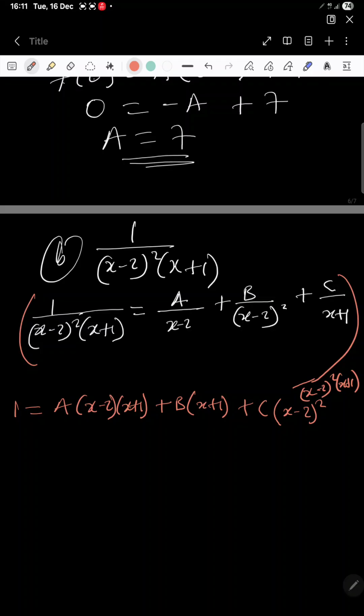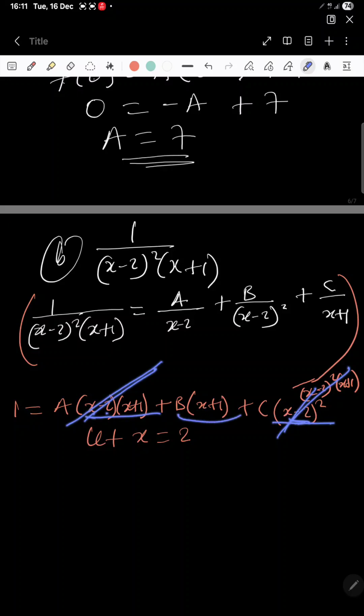How can we get the values of A, B, and C? You start by cancelling the parts here. So we can say, if I let x be equal to 2, that means the part for A and the part for C will go, because we are going to get zeros here: 2 minus 2 is 0, 2 minus 2 is 0. So these two will go and we are going to remain with the part for B, so we are going to get the value of B there.